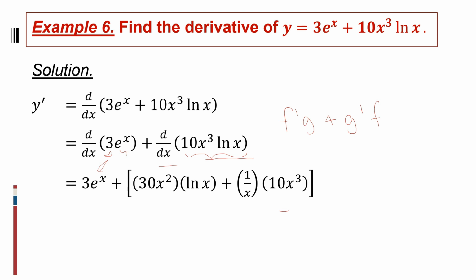So if we simplify that, that is 3 times e raised to x plus 30x squared ln x plus 10x squared.